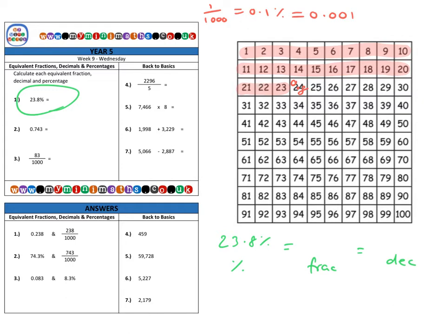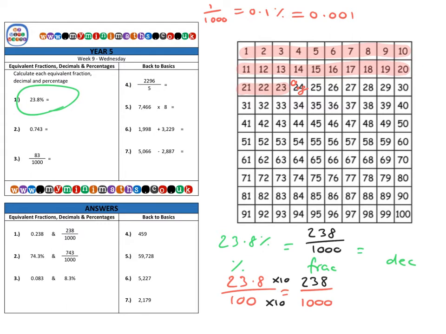And if I change this, 23.8%, so it's like saying 23.8 out of 100. And we're going to change this to out of 1,000. We've times this by 10 to get 1,000. So we need to times this by 10. So we move all our numbers over one space bigger to make 238. So our fraction is 238 out of 1,000.